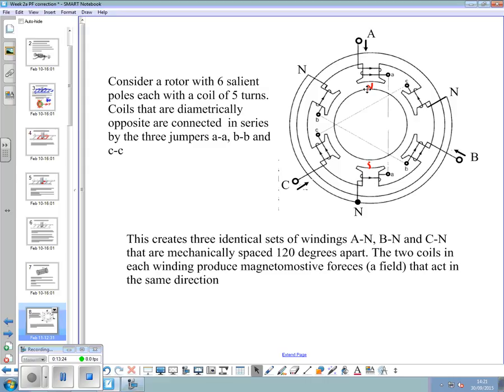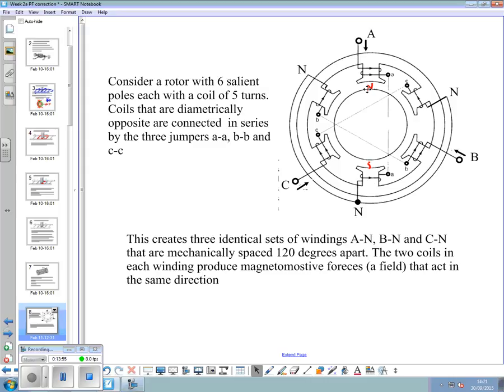This creates 3 identical sets of windings, A to neutral. If you look at these ends, they're all connected to each other: A to neutral, B to neutral, and C to neutral. The 2 coils in each winding produce magnetomotive forces, a field, that act in the same direction. So we get a field in there.